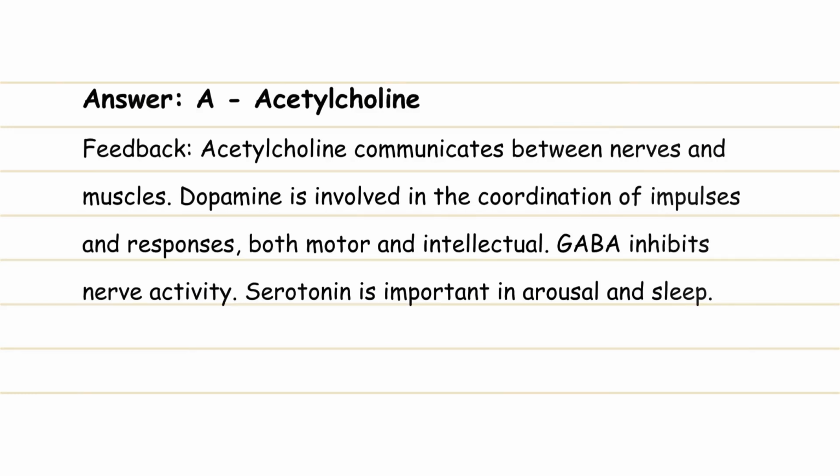Acetylcholine. Acetylcholine communicates between nerves and muscles. Dopamine is involved in the coordination of impulses and responses, both motor and intellectual. GABA inhibits nerve activity. Serotonin is important in arousal.